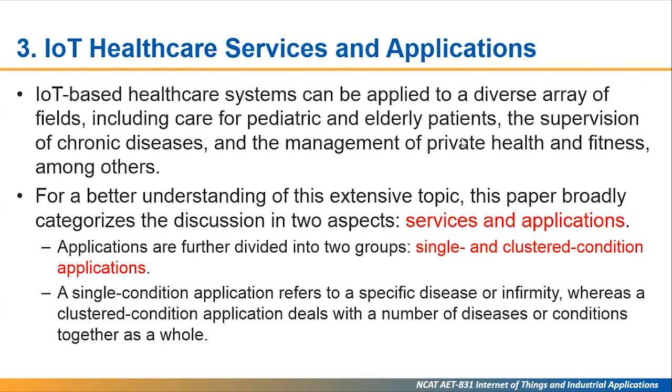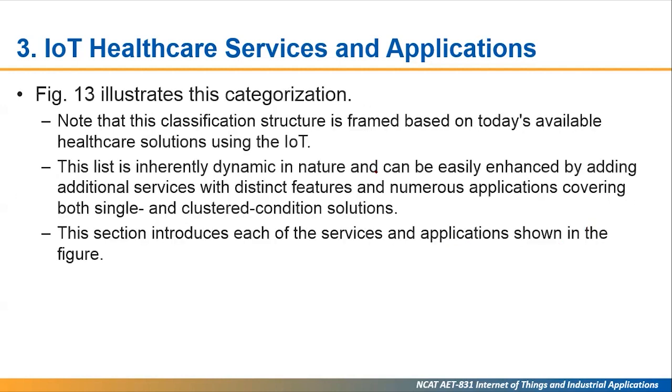Applications are further divided into two groups: single and clustered condition applications. A single condition application refers to a specific disease or infirmity, whereas a clustered condition application deals with a number of diseases or conditions together as a whole. Figure 13 illustrates this categorization. Note that this classification structure is framed based on today's available healthcare solutions using the IoT.